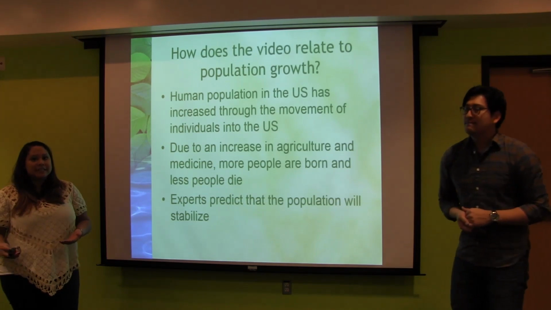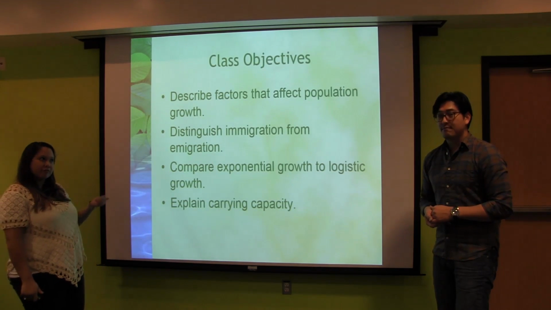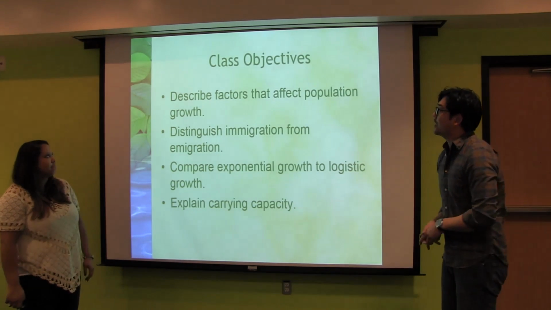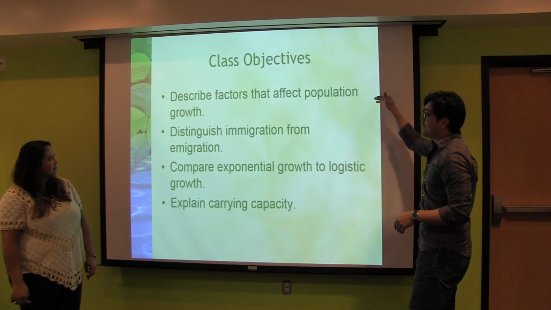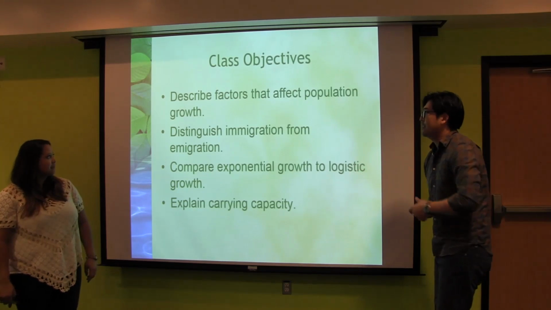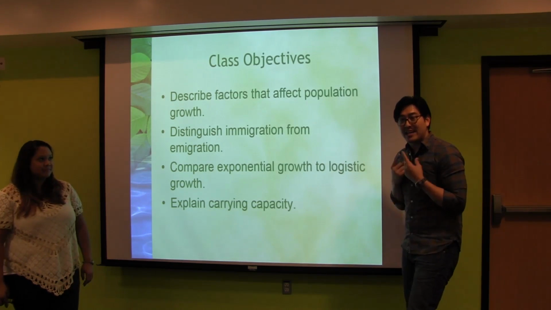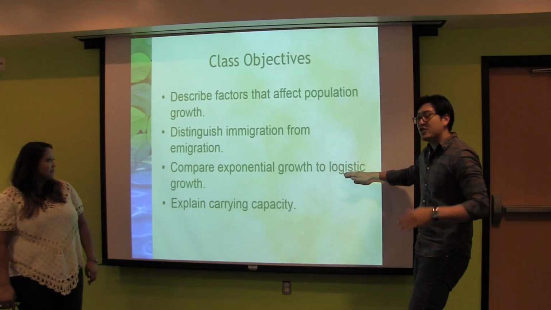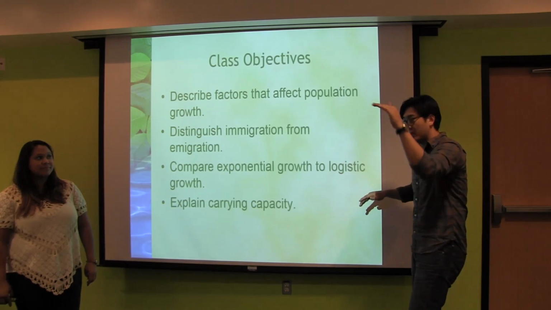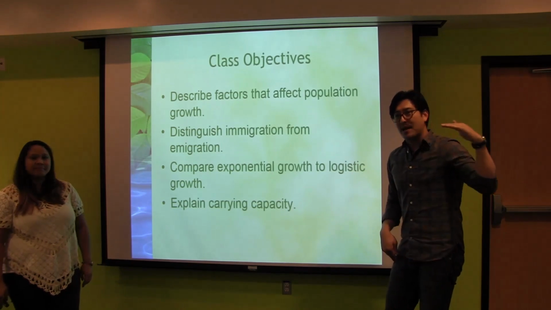So now that we've done our anticipatory set, here is a quick overview of our lesson objectives. Let's go ahead and take a look. The first thing is we're going to be able to describe factors that affect population growth. The next one is we're going to distinguish between immigration and emigration. The next one is to compare exponential growth to logistic growth. And the last one is we're going to explain carrying capacity.